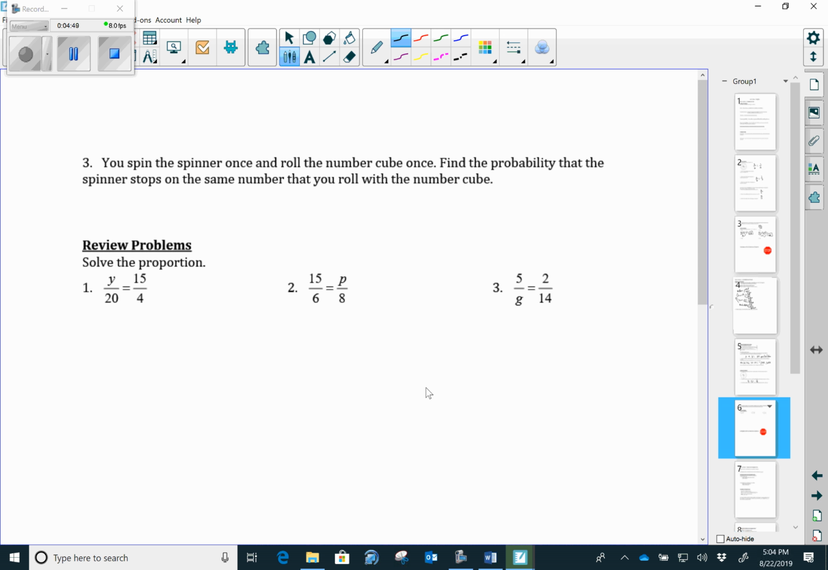Number 3. You spin the spinner once and you roll the number cube once. Find the probability that the spinner stops at the same number that you rolled with the number cube. Well, again, you go back, here's 1/4 times 1/6, you get 1/24.